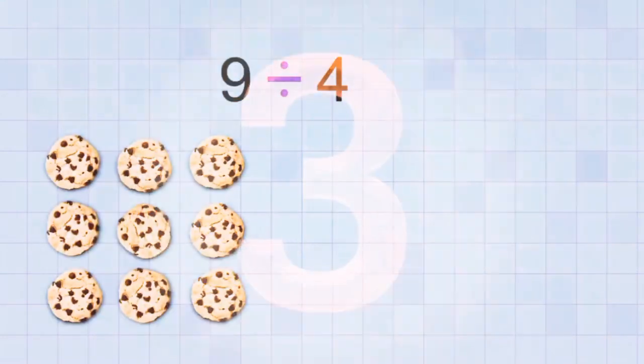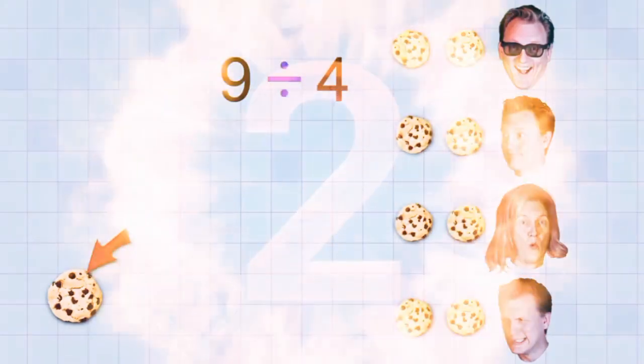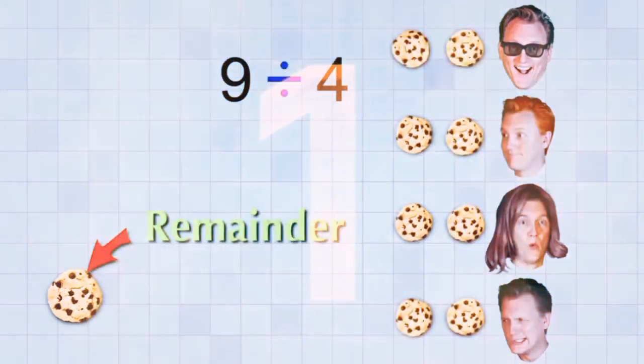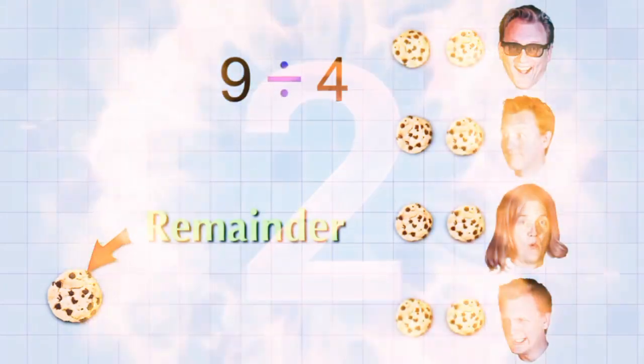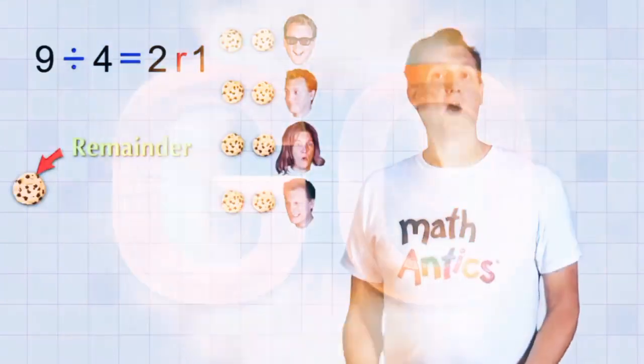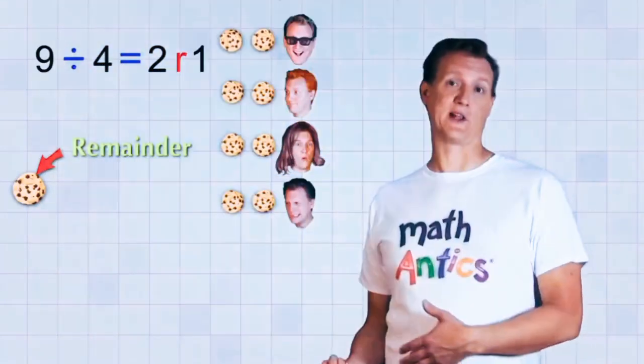Like if you had 9 cookies and 4 kids. Each kid could have 2 cookies, but there would be 1 left over. And in division, that leftover amount is called the remainder. So the answer to 9 divided by 4 is 2 with a remainder of 1. Alright, so it's not that hard to figure out a simple division problem when you have a picture like this.